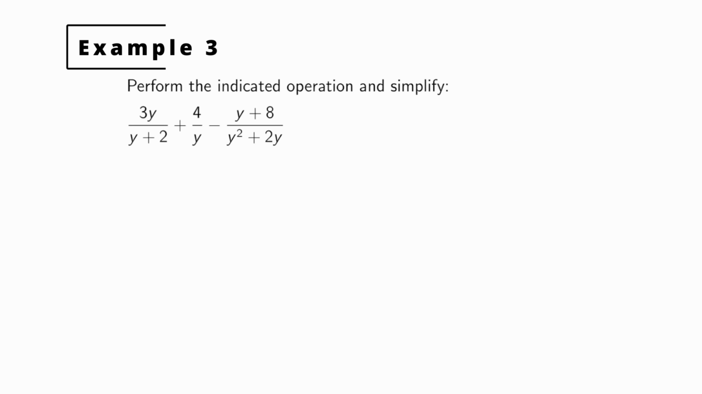Okay, here's our final example. We need to start by finding the least common denominator. So the first two denominators are factored. So that would be y plus 2 and y. The last term there, the denominator is y squared plus 2y. We can factor out a y. And so it leaves us with y times y plus 2. So if we look at all of the unique factors, we have a y plus 2 and a y. We have those factors here as well, but we don't need to list them twice. So the least common denominator is just y times y plus 2.